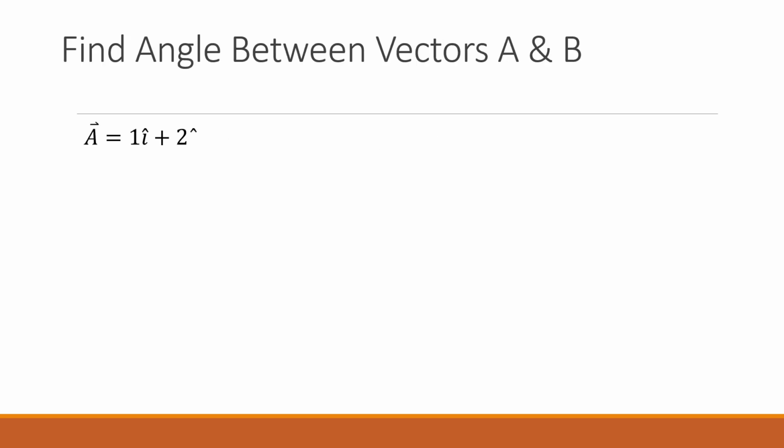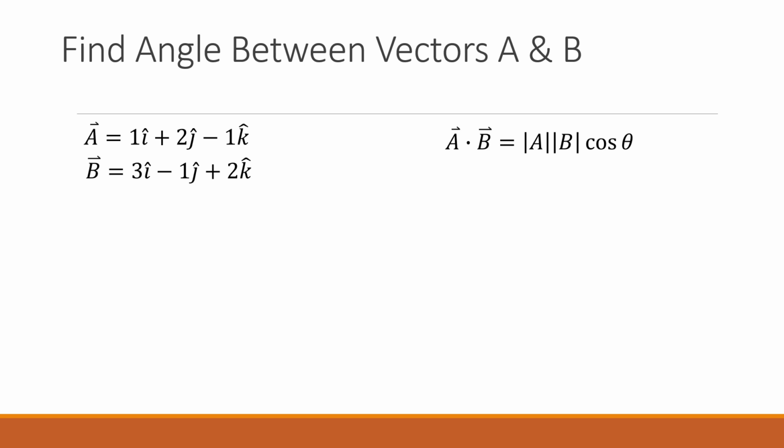If we take a look at this example, where vector A is 1i plus 2j minus 1k, or 1, positive 2, negative 1, and vector B is 3i minus 1j plus 2k, or 3, negative 1, 2. We can rewrite our equation that the dot product equals the magnitude of each vector times cosine theta AB, where theta AB is the angle between those two vectors. We can solve for theta AB in that case.